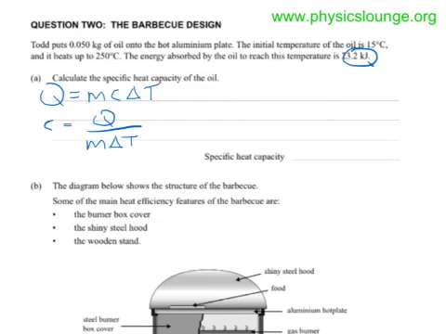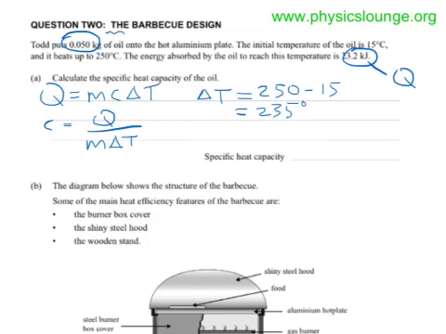Q is this, M is this, and the only trick here is the change in temperature is 250 minus 15, which is 235 degrees. So we substitute all of those numbers in and we get a specific heat capacity of 1974 units are joules per kilogram. The negative one is per degrees Celsius.